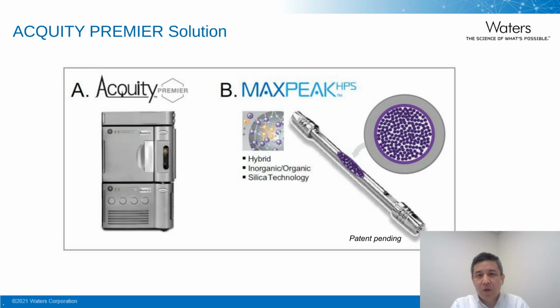So we have the Acquity Premier solution, which includes the LC and the column. The fluidic path, or the wettable surface in the LC system, and also in the column, is processed with this MaxPeak HPS technology. So all the wettable surface in the system and in the column has this coating, or not coating, has the hybrid surface that prevents the interaction between the metal and the analyte.